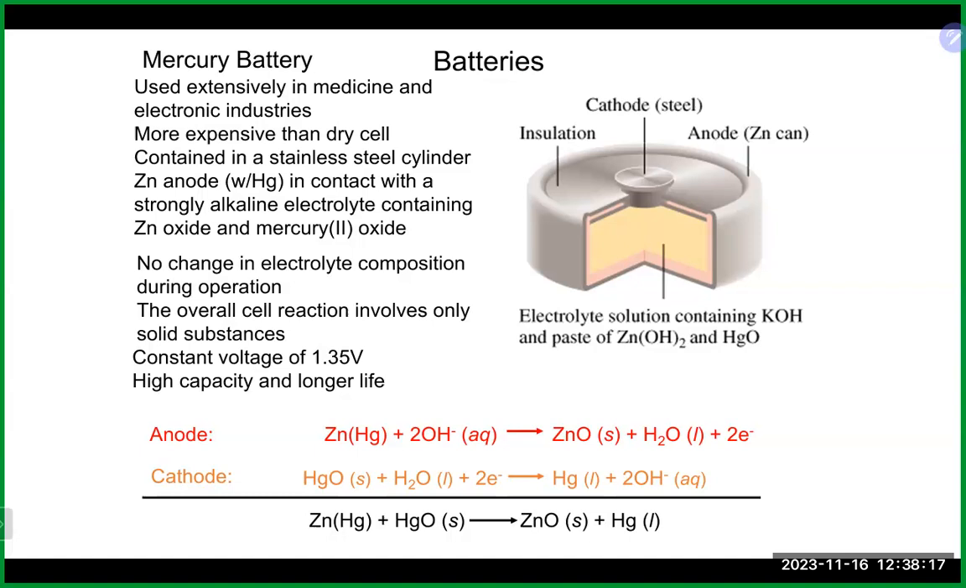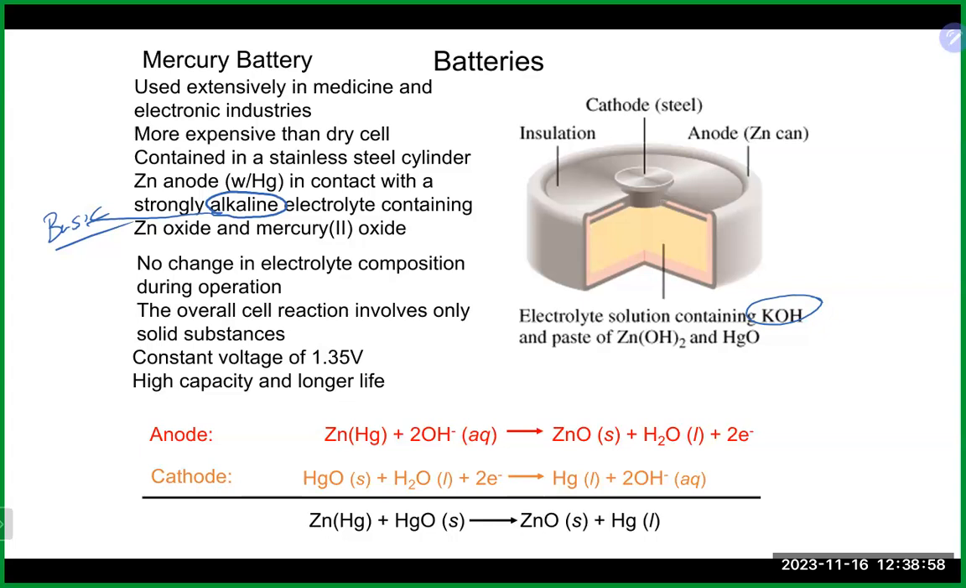Another type of battery is a mercury battery. It's used a lot in medicine and electronic industry. It's a little bit more expensive. It has also a zinc anode, and it's in contact with a really strongly alkaline electrolyte. Alkaline means basic. So we have something like we can see here, potassium hydroxide, which is a strong base. Once again, sort of functioning like the salt bridge. And we have our anode, which is our zinc, and our cathode, which is our steel rod here.